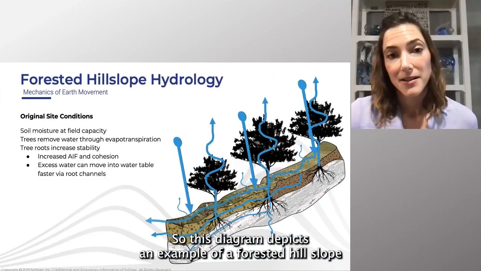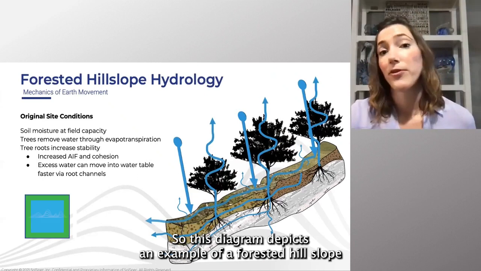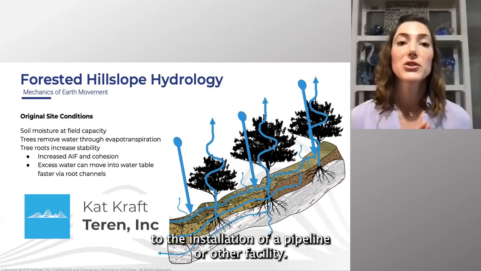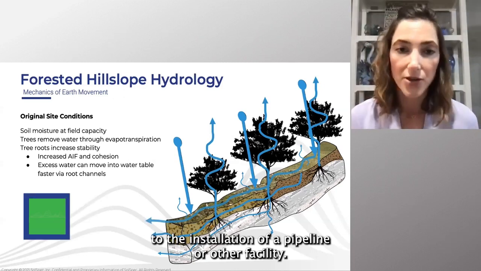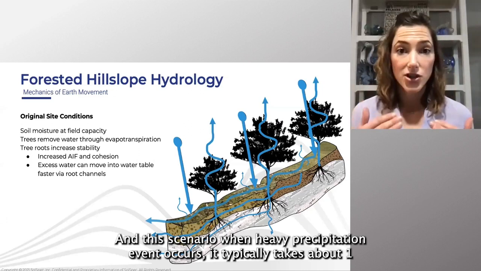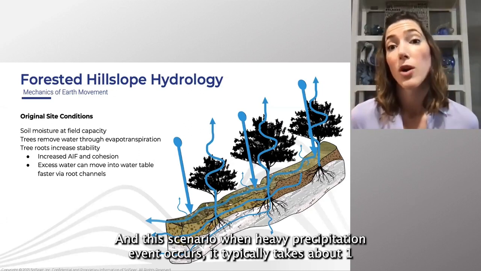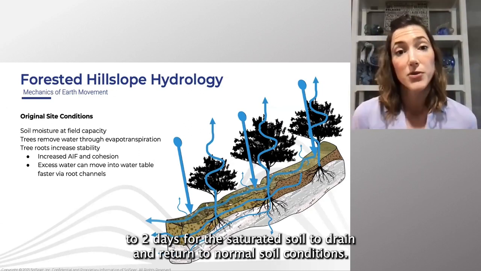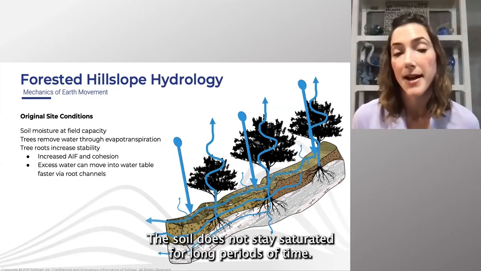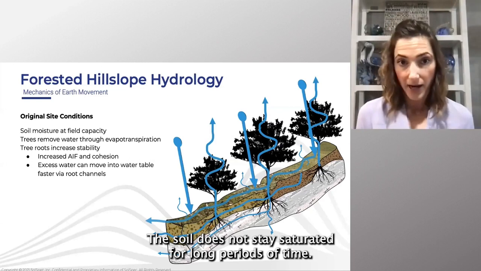So this diagram depicts an example of a forested hill slope that might represent the original site conditions prior to the installation of a pipeline or other facility. In this scenario, when a heavy precipitation event occurs, it typically takes about one to two days for the saturated soil to drain and return to normal soil conditions. The soil does not stay saturated for long periods of time.